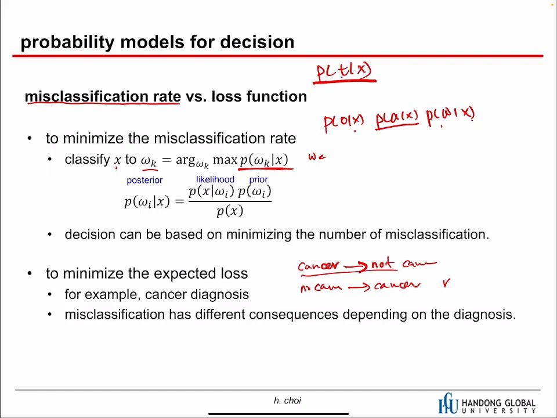But think about this case. It is a cancer, but the model says this is not a cancer. Then it is really serious. It is a big problem. So this misclassification is more serious than the other misclassification. Okay. So in this case, we will put more weight on this misclassification because this one is more dangerous. Okay.